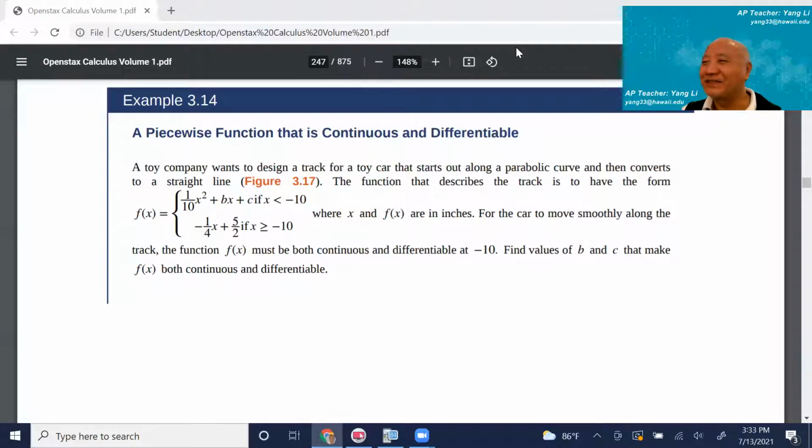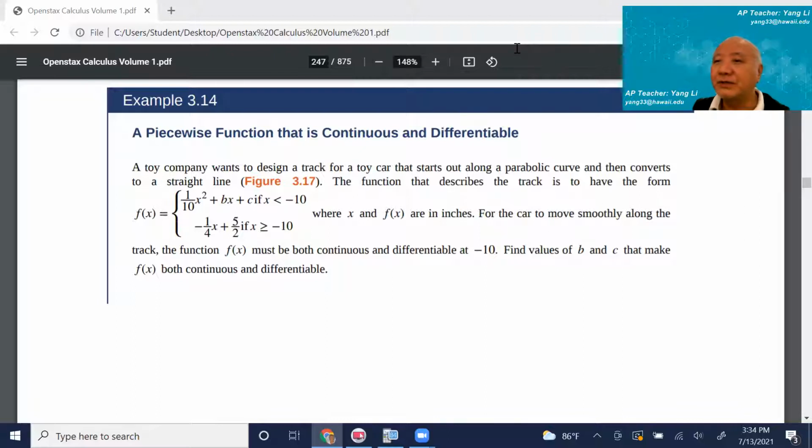I'm the AP teacher here, and today we're going to continue our lecture about example 3.14. In this section, we're talking about continuity and differentiation, derivatives, right? Remember we learned before, if a function is continuous it is not guaranteed to be differentiable, but if it's differentiable, then it must be continuous, okay? So right now they have an application about this. We try to work on this one first.